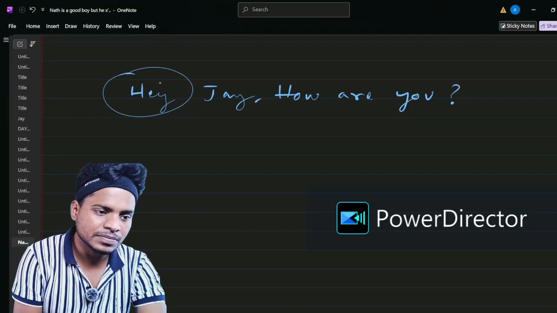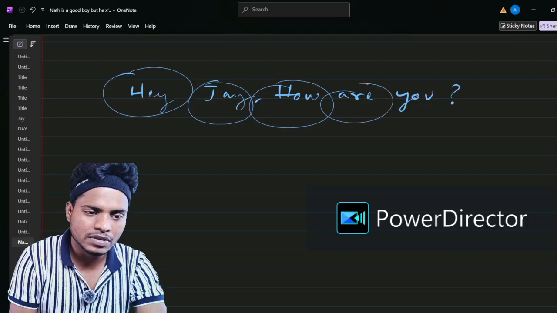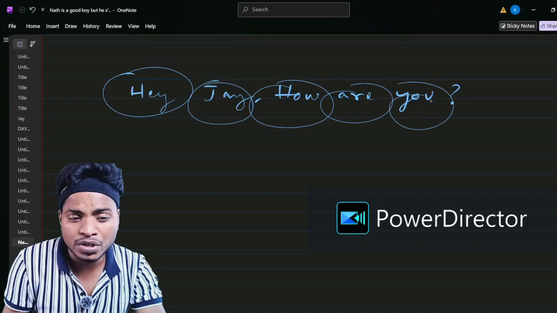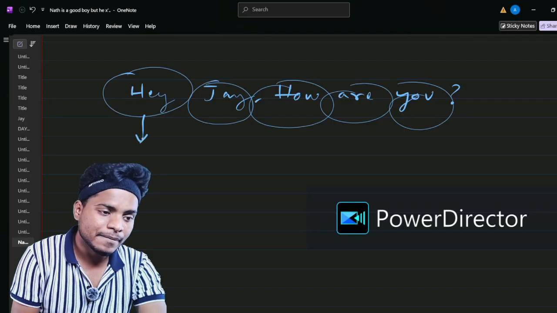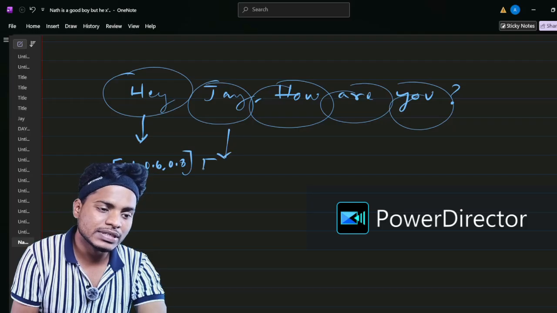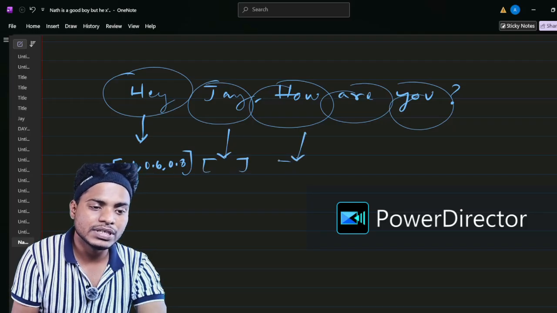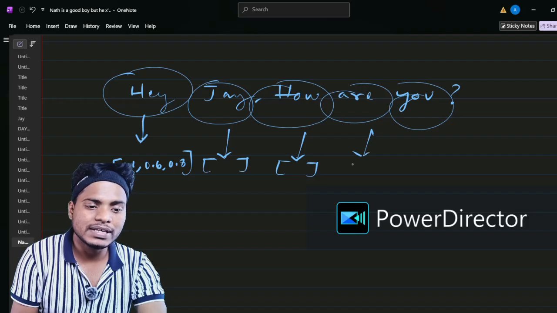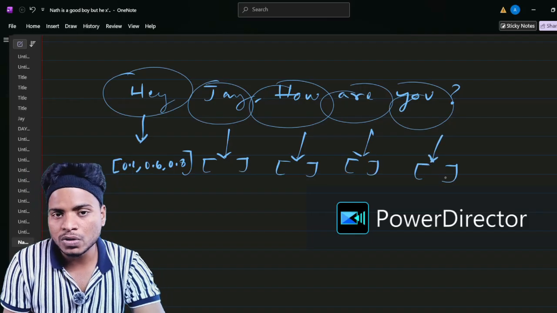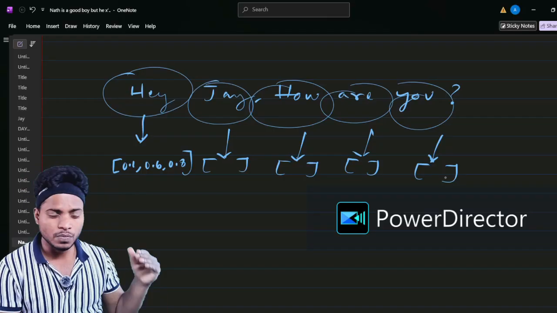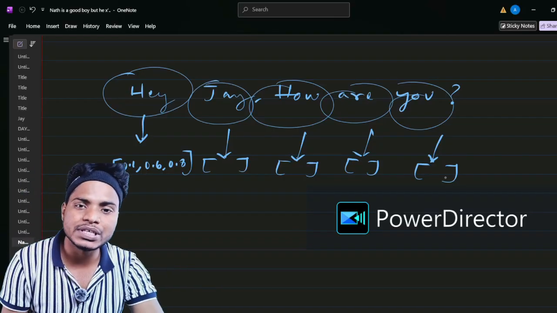Each of these words, hey Jay, how are you, are not only represented as a word, they are represented as vectors like this: 0.1, 0.6, 0.8, something. This also is represented as a vector. This also, this also, and this also. So we have to represent all the data, whatever text messages or images you're uploading, everything in the data.